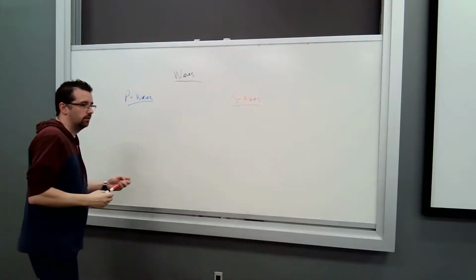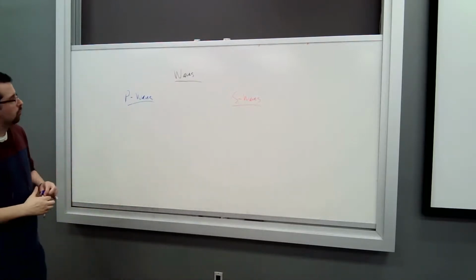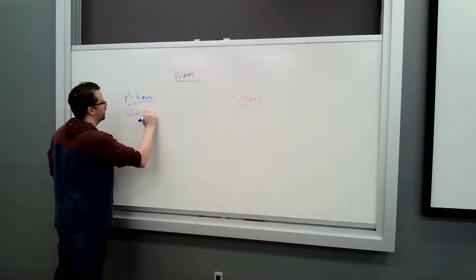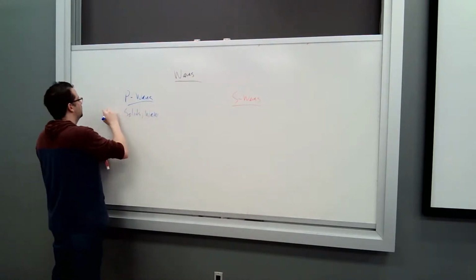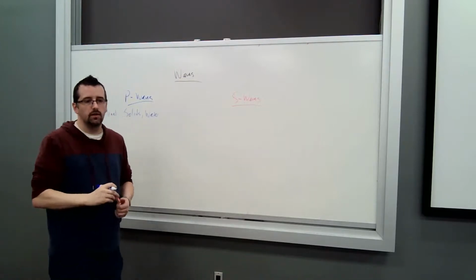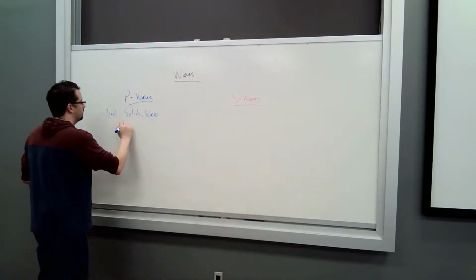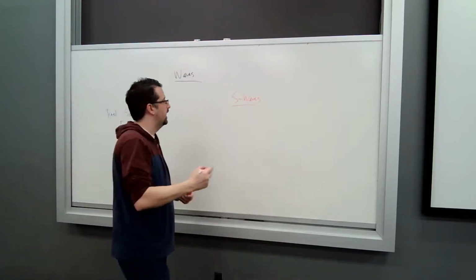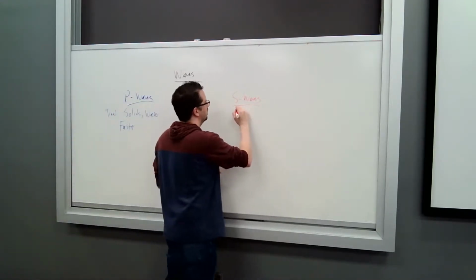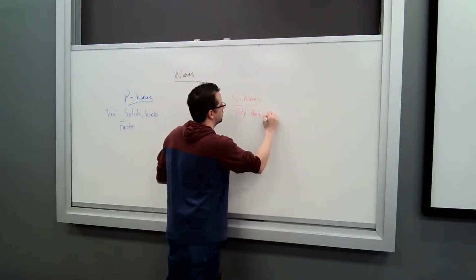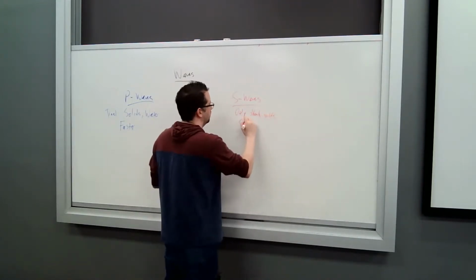So the P waves are able to travel through water and rock. So solids and water, right? They're solids and water, and they're faster. S waves cannot travel through water, only through solids, and are slower.